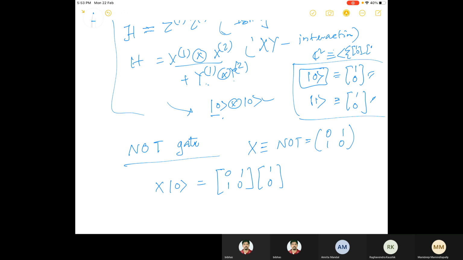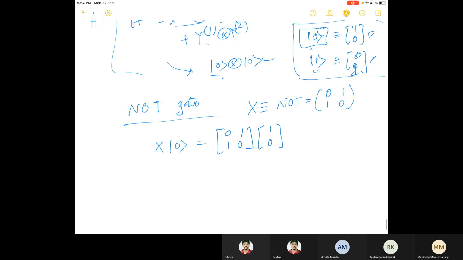Okay, let's say this is my ordered basis. So the first entry corresponds to 0 and the second entry corresponds to 1. Don't get confused between the vector 1 0 and the vector 0 1. This one is 0 1. So if I apply X to the vector 0, what do I get?